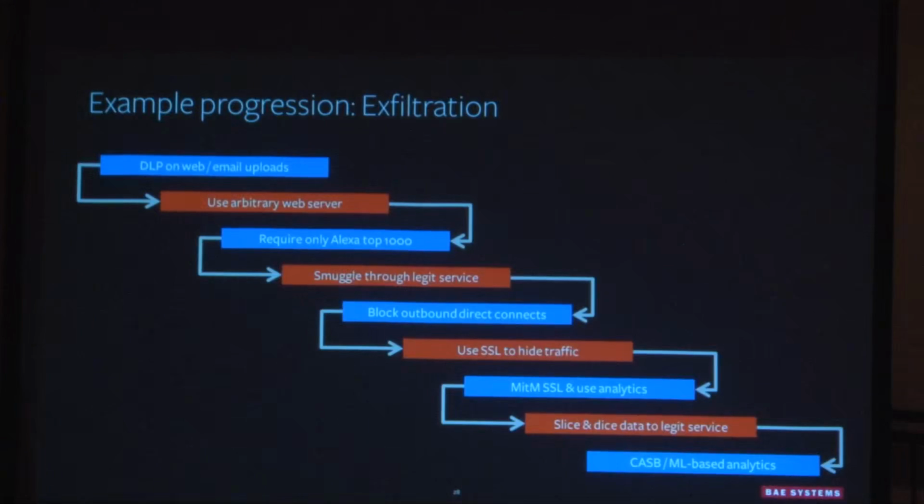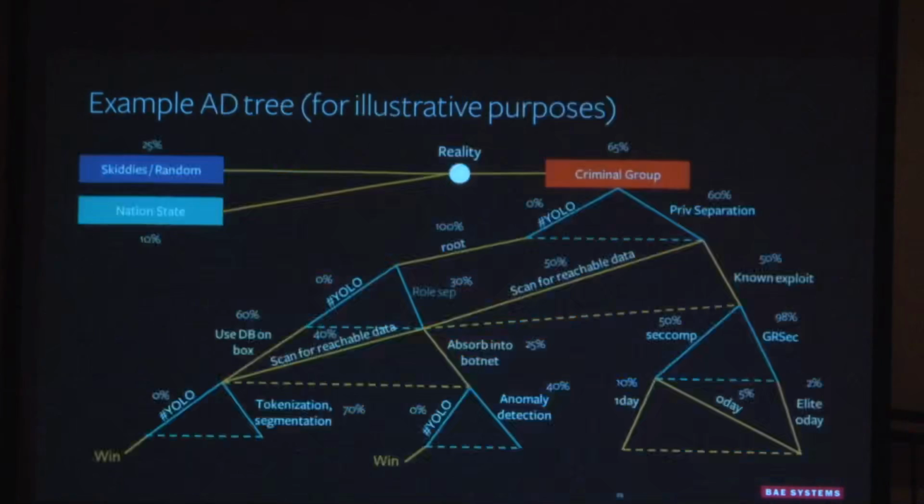You block outbound direct connections, they'll use SSL to hide traffic. You man-in-the-middle SSL and use analytics, they'll start slicing and dicing data through Google Drive. And then you start using other analytics and so forth. So it's really thinking about how your decisions flow through to the other side's decision making. So long term, I would love to create software to do this, but this is probably more of a whiteboard thing for now.